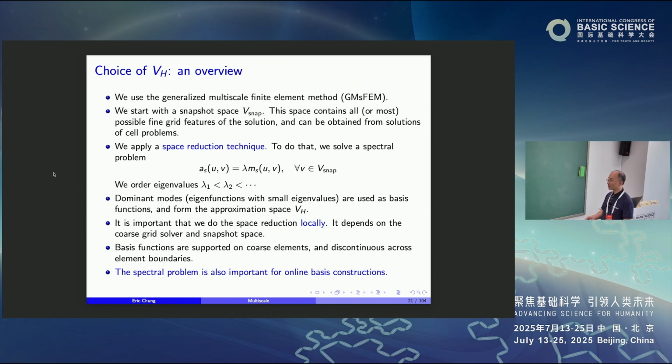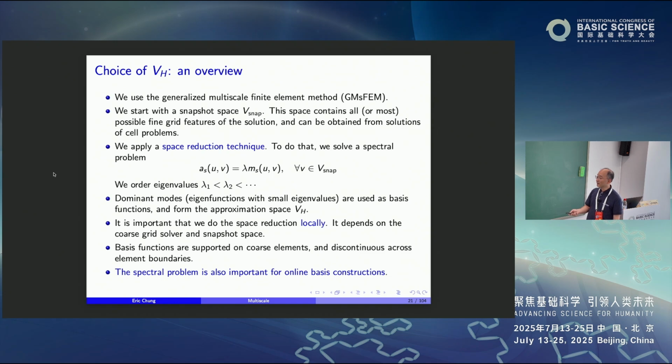It's also important to note that we do all this locally. This is not a global spectral problem. We can just do this locally for every coarse region that we define, which means that this simulation is very efficient. And this is the way that we define which components are more important. The snapshot space can be very large, but this is the way that we define which components are more important than the others.